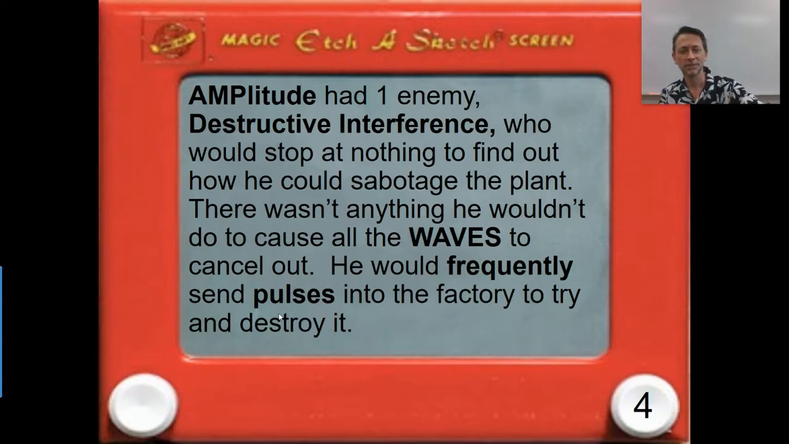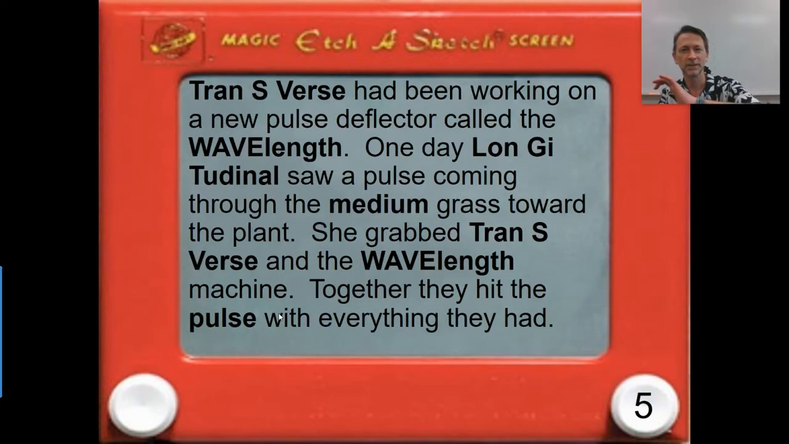Moving on to number 5, we need a little bit of conflict now. So Transverse had been working on a new pulse deflector called the Wavelength, and one day Longitudinal saw a pulse coming through the medium grass toward the plant. She grabbed Transverse and the Wavelength machine, and together they hit the pulse with everything they had, because destructive interference is trying to pulse and destroy the Amplitude factory. And Transverse and Longitudinal take their Wavelength machine and they shoot that wave through the medium, because that's what a wave travels through. And now you're drawing a picture of this in box number 5.